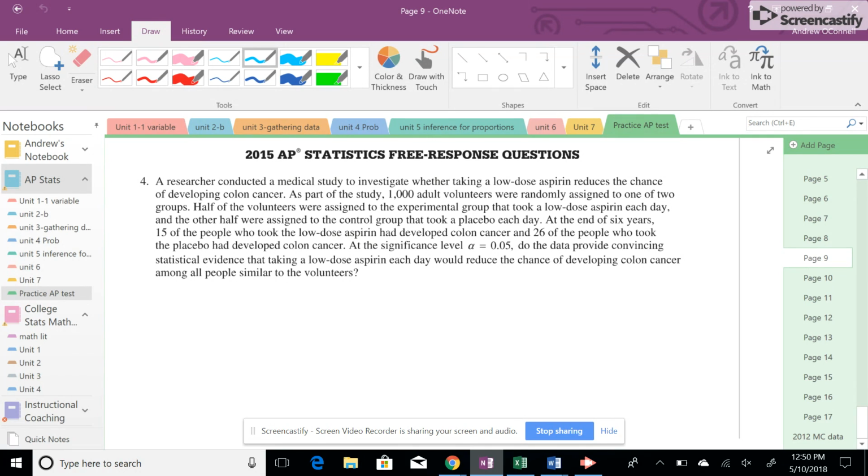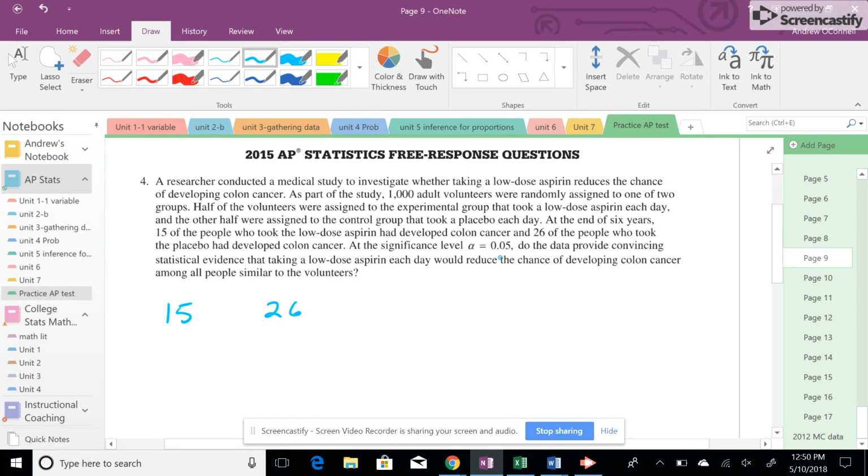A researcher conducted a medical study to investigate whether taking a low-dose aspirin reduces the chance of developing colon cancer. As part of the study, 1,000 adult volunteers were randomly assigned to one of two groups. Half were assigned to the experimental group that took a low-dose aspirin each day, and the other half to a control group that took a placebo each day. At the end of 6 years, 15 of the people who took the low-dose aspirin developed colon cancer, and 26 of the people who took the placebo developed colon cancer.